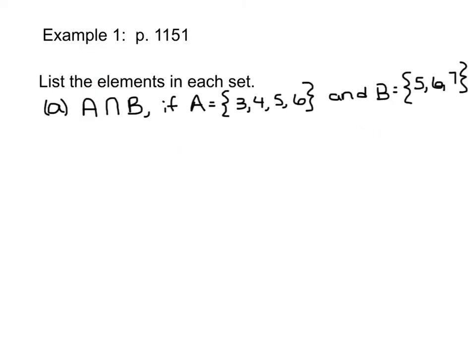Okay, so we'll look at example 1. List the elements in each set. So A is the intersection of A and B. If A is the set of numbers 3, 4, 5, 6, and B is the set of numbers 5, 6, and 7. So remember that the intersection means it's what they both have in common. It has to be in A and in B. So we're going to look at both sets of numbers and see what they have in common. So they both have a 5 and they both have a 6. So that means that the intersection of A and B is equal to the set of numbers 5 and 6.